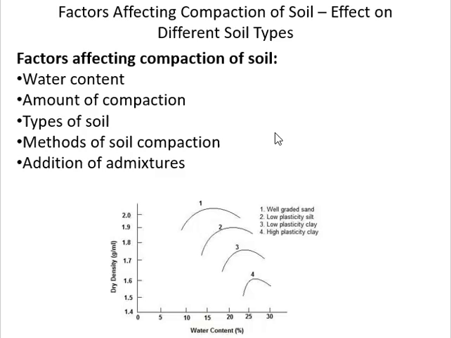Then methods of soil compaction. The maximum dry density also depends on the type of compaction equipment, type of machinery, and also time of compaction. Addition of admixtures. Addition of admixtures like lime, fly ash, GGBS, bitumen, etc. also alters the compaction characteristics of the soil.